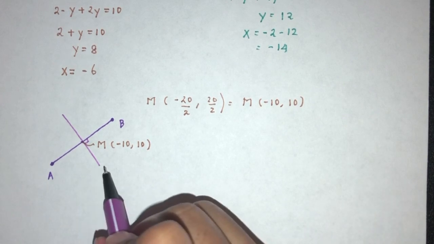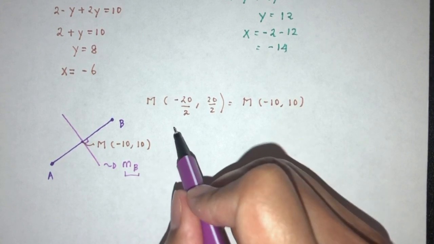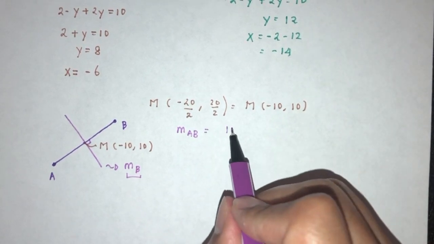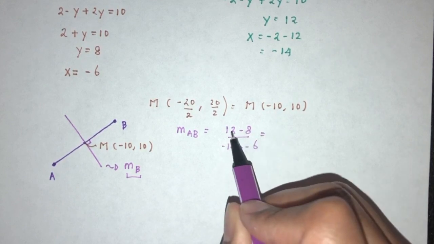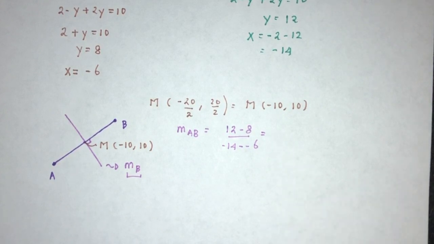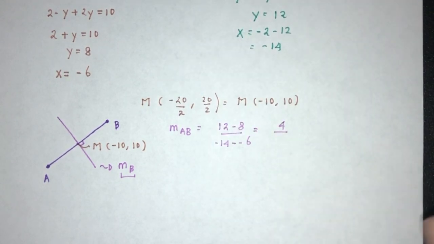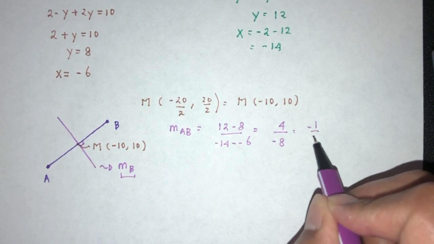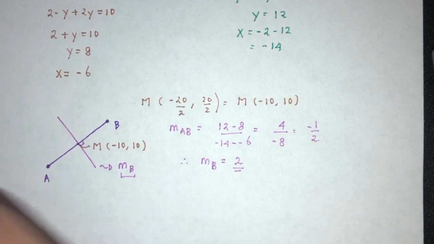Now, to find the equation of a straight line, we have to find the gradient of the bisector. But to find this, we can first find the gradient of the line AB. That will be y2 minus y1 over x2 minus x1. 12 minus 8 will be what? Let's see. 12 minus 8, that will be 4, divided by minus 14 minus 6, that will be minus 20. That will be minus a fifth. So hence, the gradient of AB will be the negative reciprocal for the bisector, right?